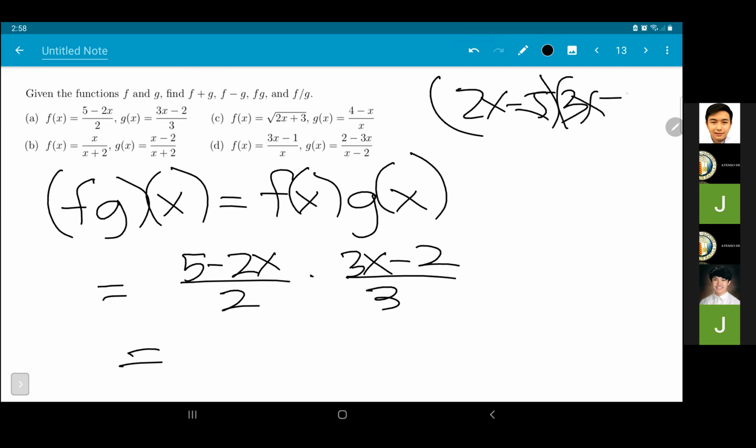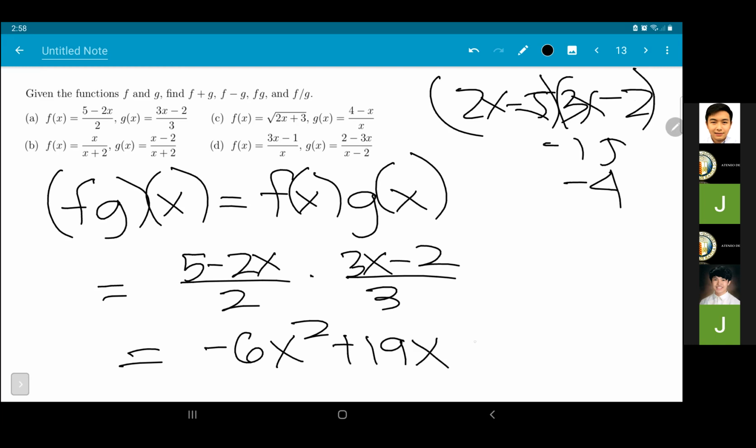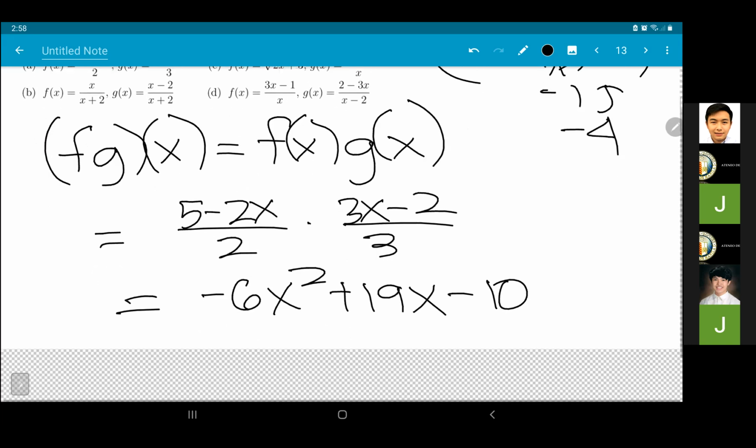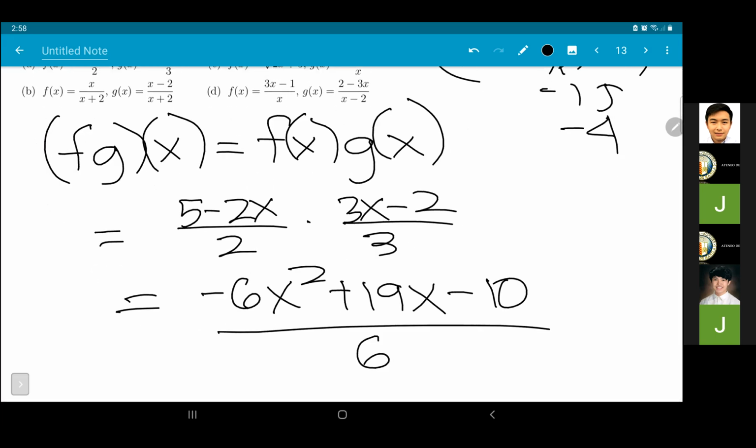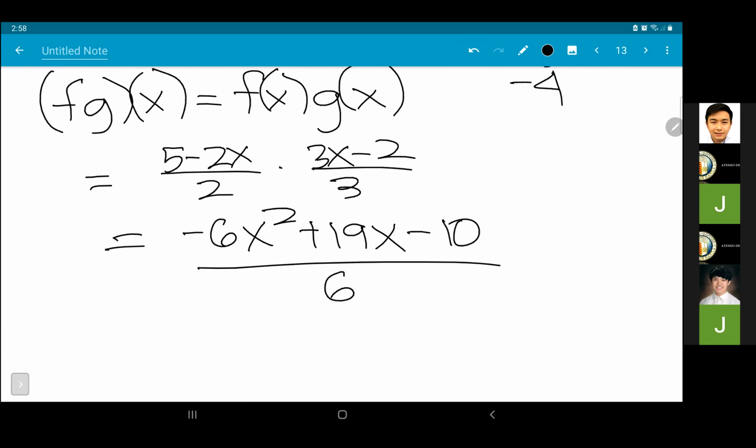I'm used to having positive coefficients for x. Negative 15 and negative 4. And then minus 10. Okay, this one here, over 6. This will do, or nothing actually prevents you from dividing term by term. There's really no specific type of simplification that is required, as long as you simplify, quote unquote.